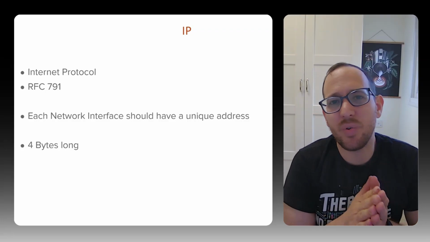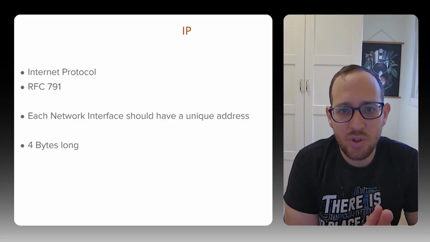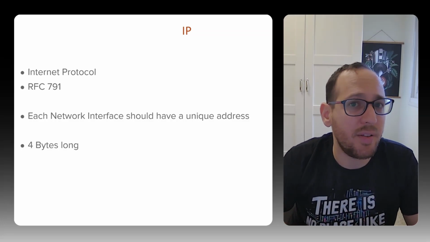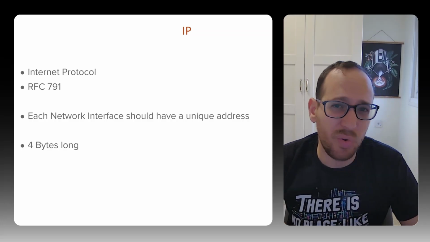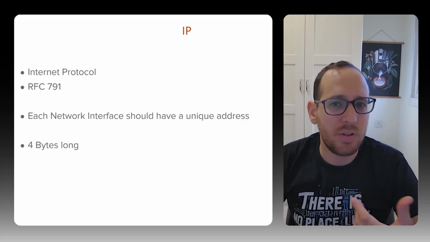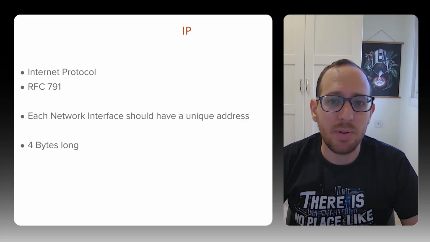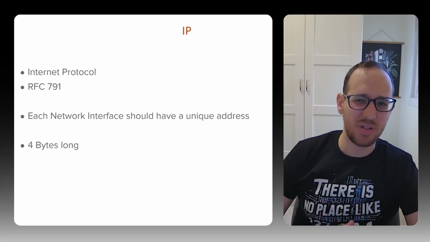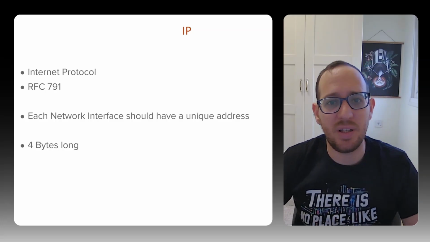And according to the original RFC, each network interface in the world should have a unique address on its own. It's not like that today. We'll solve it gradually. We'll start solving it today. We'll continue when we talk about the fourth layer. But for now, we just need to know that in theory, each network interface should have a unique address.